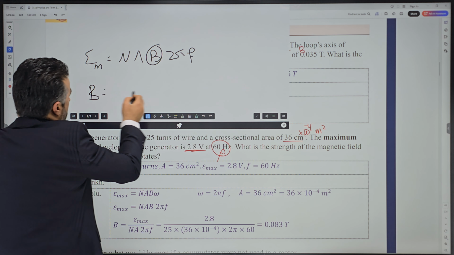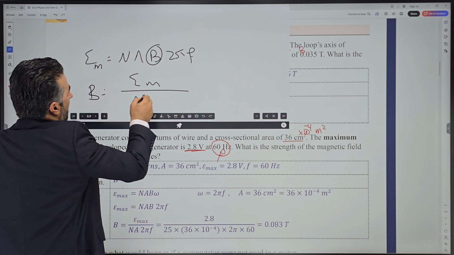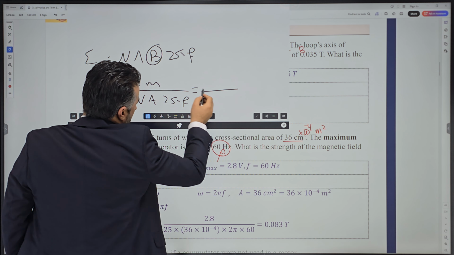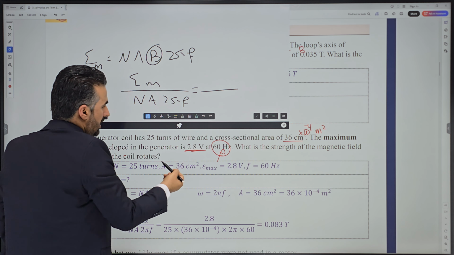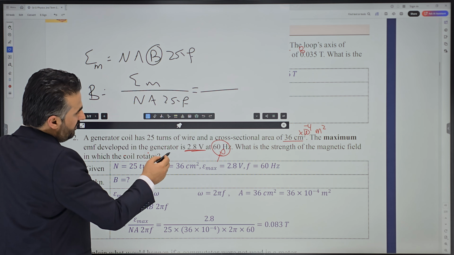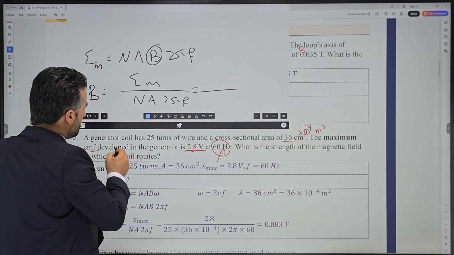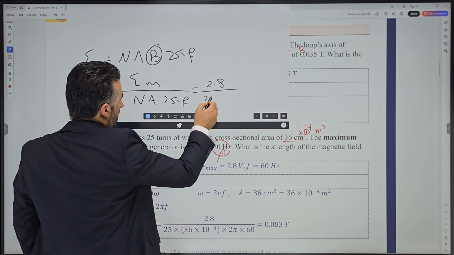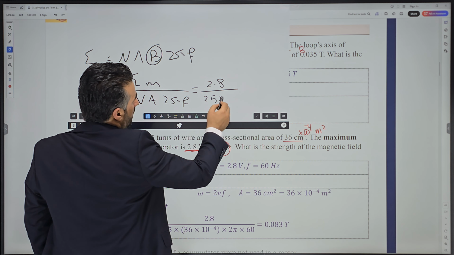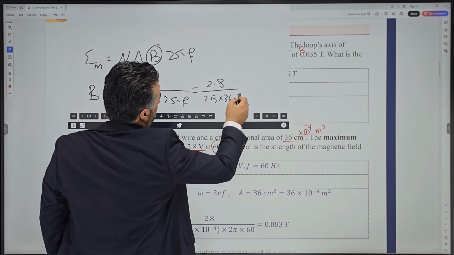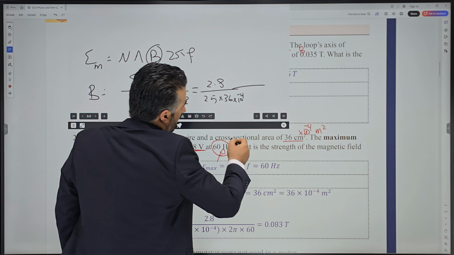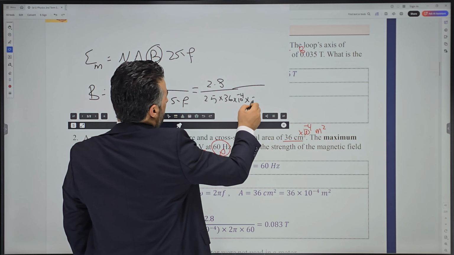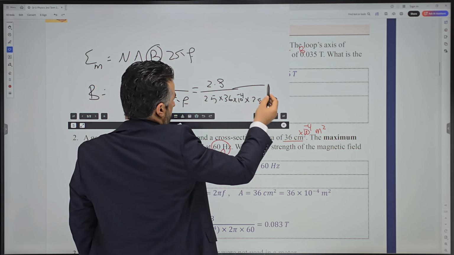E max equals N A B 2 pi f. All you have to do is just plug in the numbers. You can see that the maximum EMF developed is 2.8 divided by the number of turns, 25, times the area, 36 times 10 to the power negative 4, times 2 pi times the frequency, 60. You just do the math.